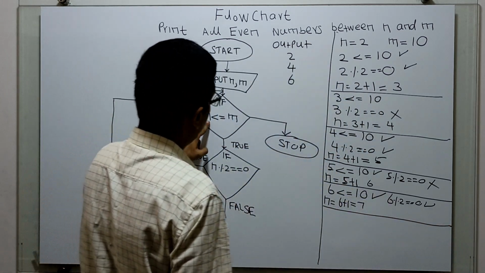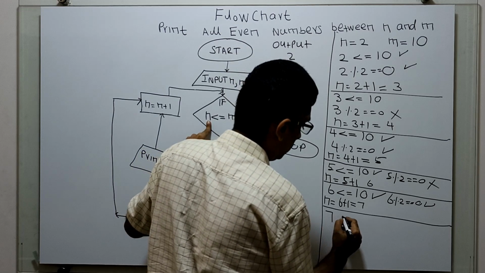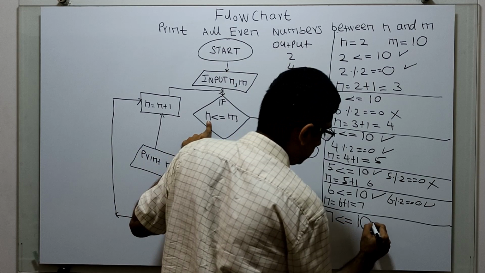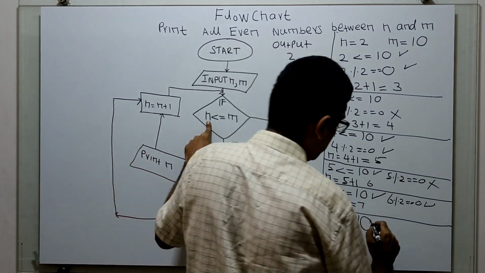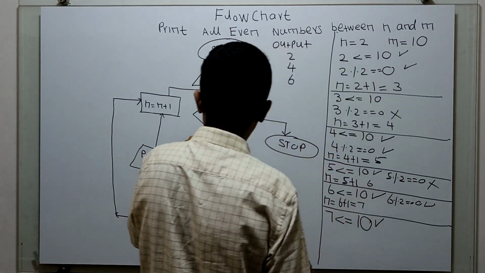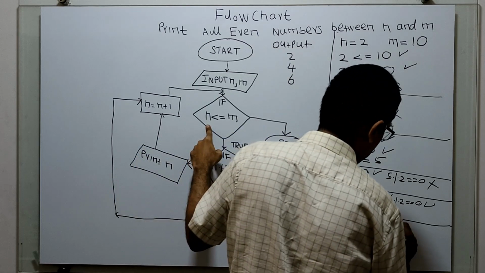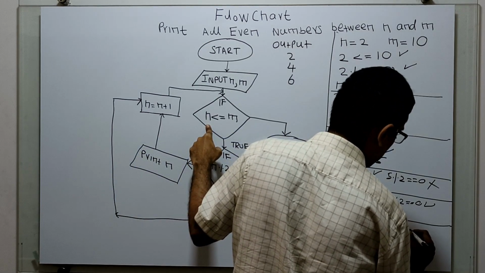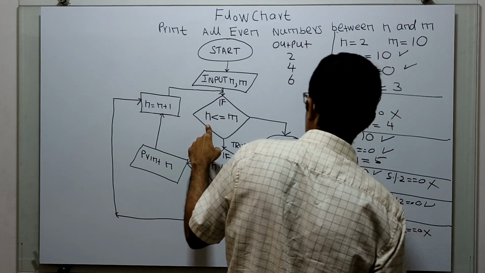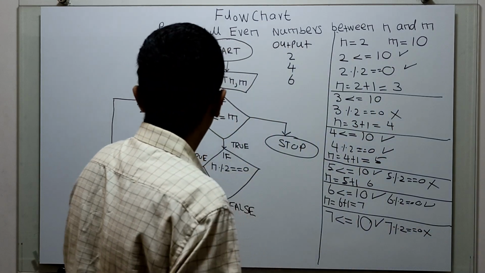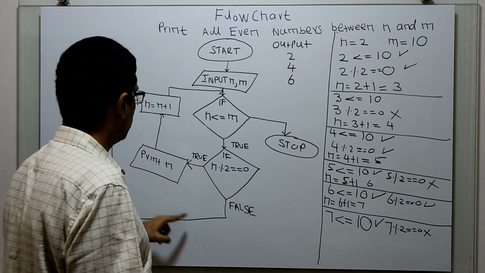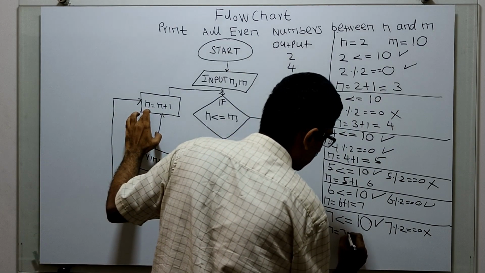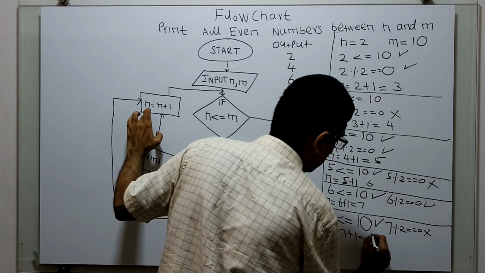So next iteration we check n less than or equal to m. 7 less than or equal to 10. So the condition is true. Then we check 7 modulo 2 equal to 0. This condition is false. It will increment n by 1. So n equal to 7 plus 1, which is equal to 8.